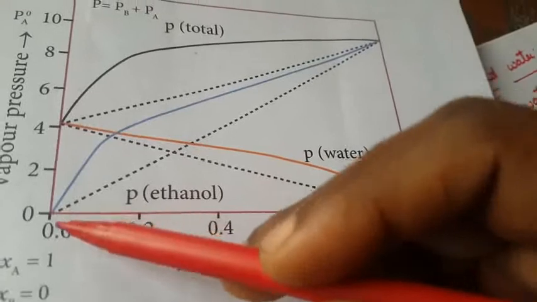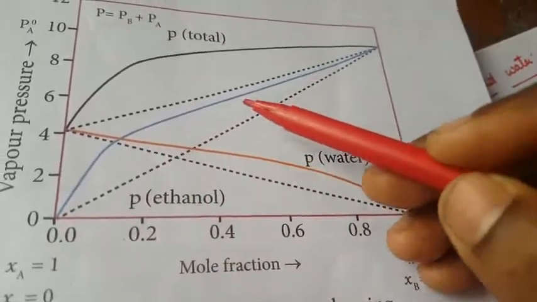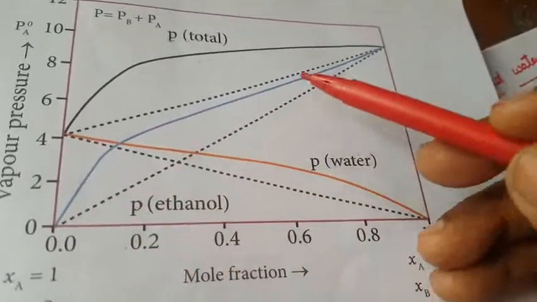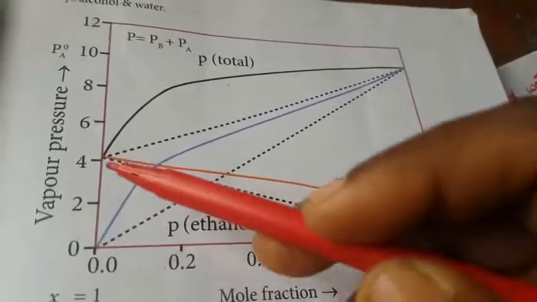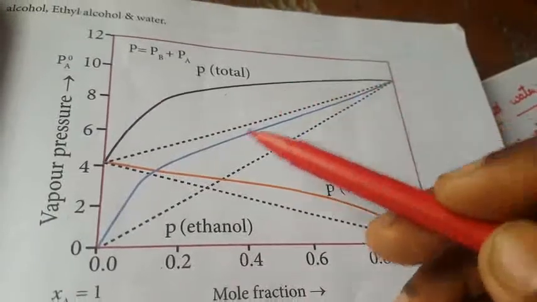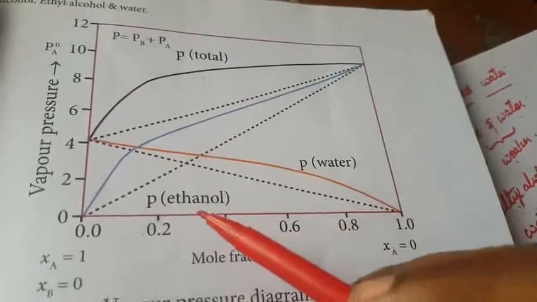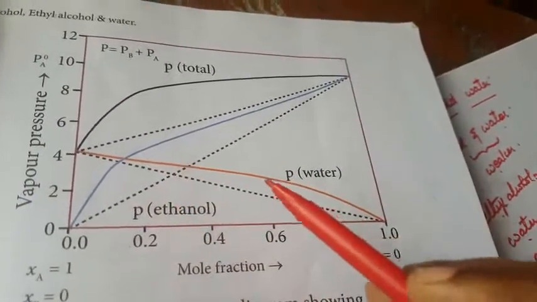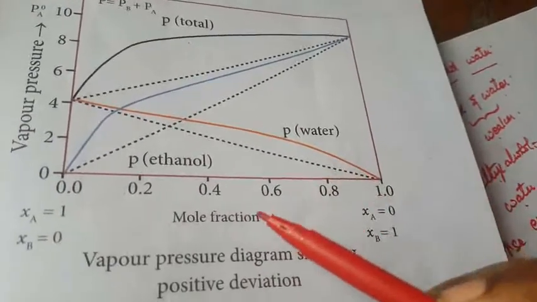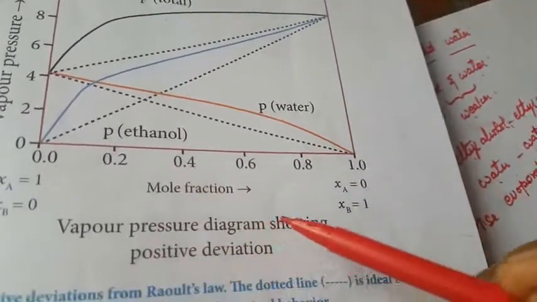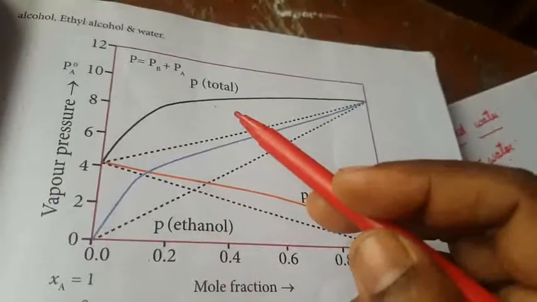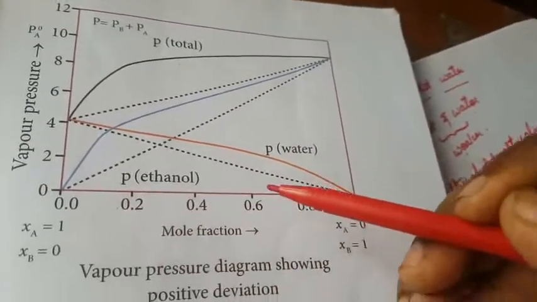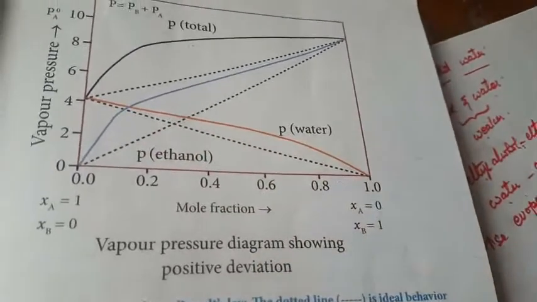So what happens to ethanol, how does it go? Its positive deviation increases. Next, for the water, compared to the ideal behavior, it is greater. So that is the P total. This is ethanol, this is the water, this also increases. So this is the mole fraction, vapor pressure diagram showing the positive deviation. The vapor pressure increases when compared to the ideal behavior. So that is called positive deviation.